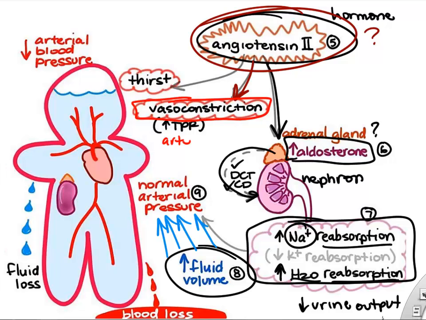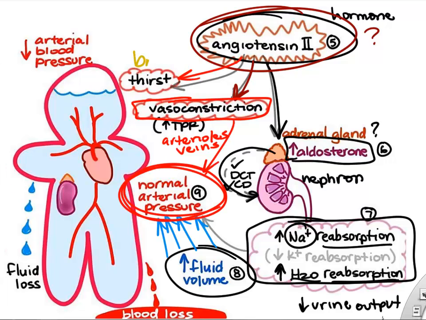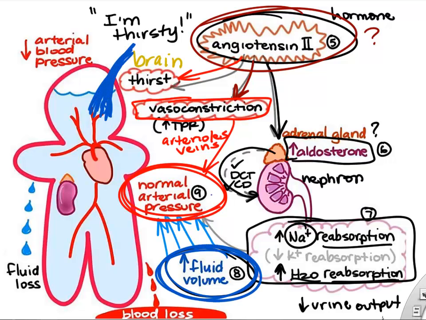Turns out angiotensin 2 also is a vasoconstrictor, and it increases TPR by telling those arterioles and veins to constrict. It also tells your brain that you feel thirsty so that you drink water and hopefully add some more water back to your body. All these things together are helping to increase your fluid volume to bring your blood pressure back up to normal, which was what initially caused this whole problem.